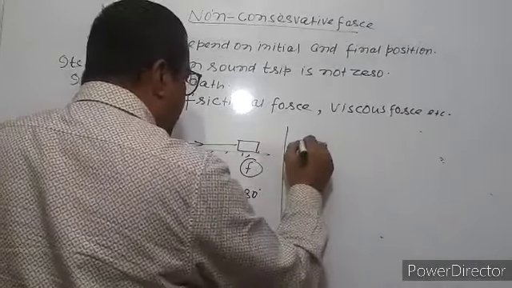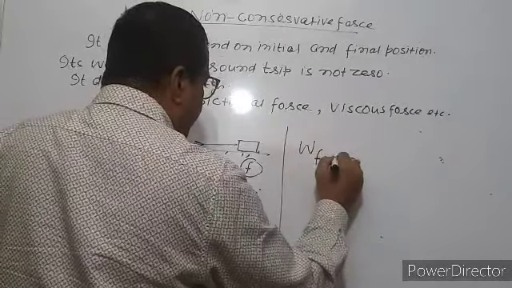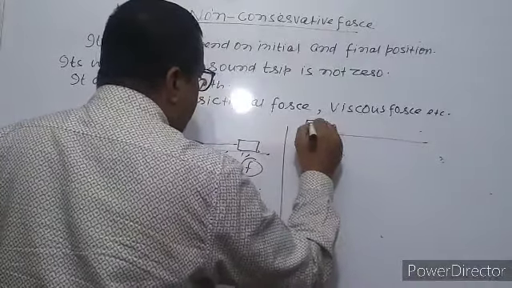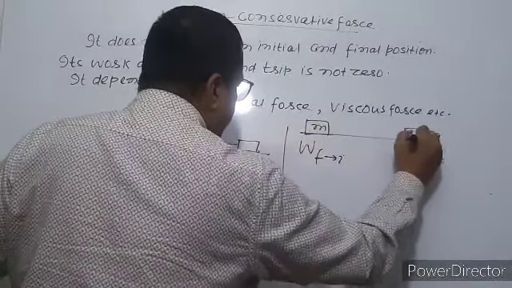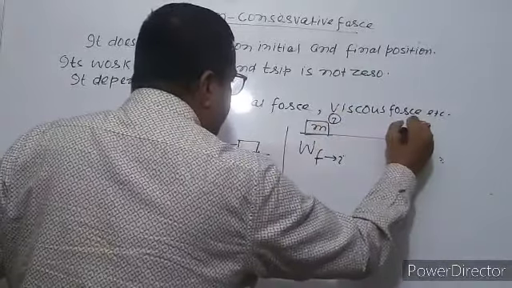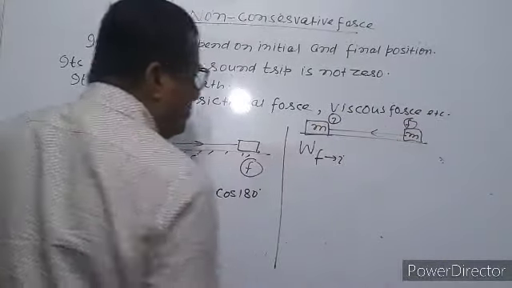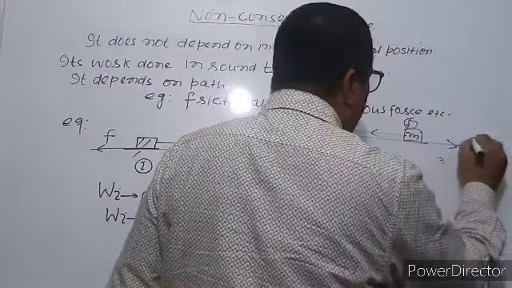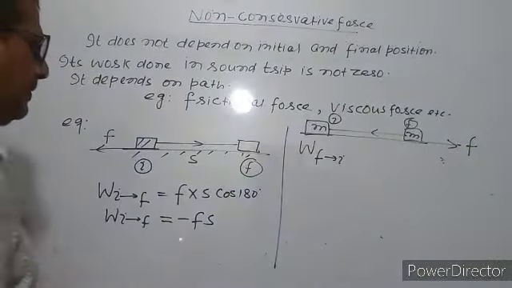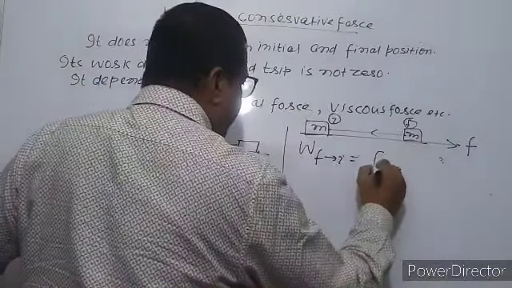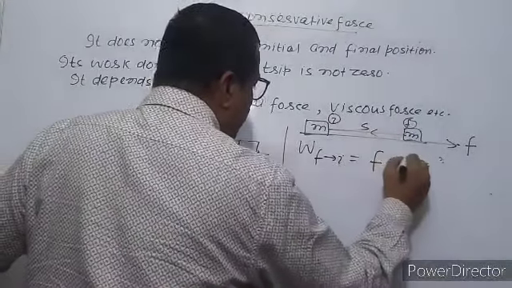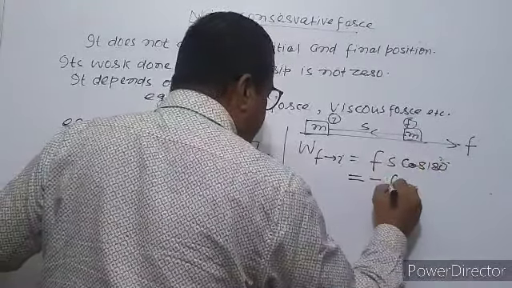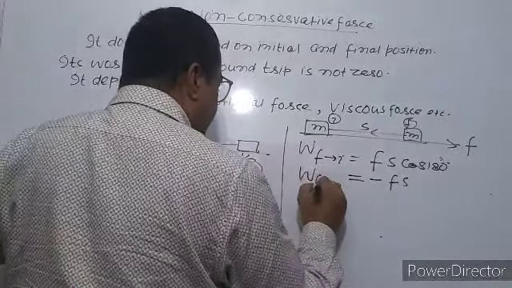Again, when we take the work done from F to I, here is the body M, this is I, this is F. Now the body is brought from the final position to the initial position, so frictional force is acting along this direction. So work done will be equal to F, this is S, again it will be cos 180. So this will be equal to minus Fs. Work done F to I.